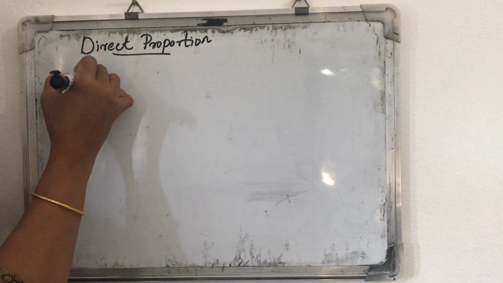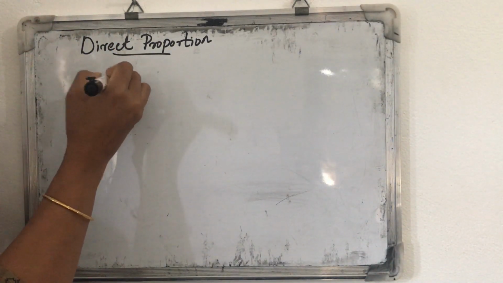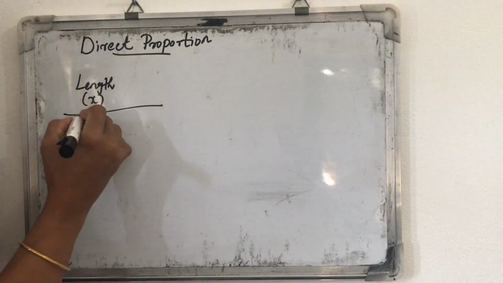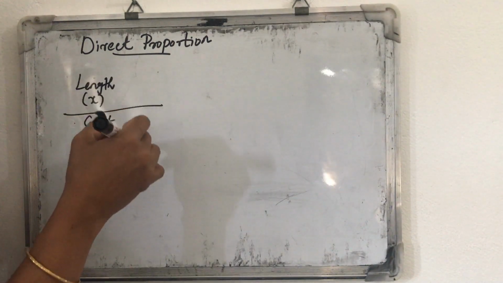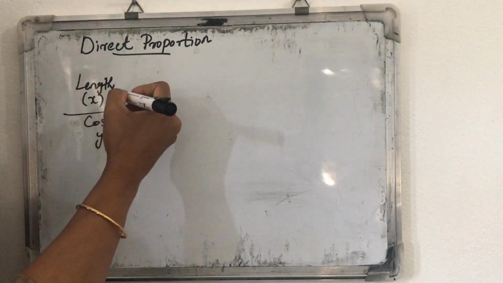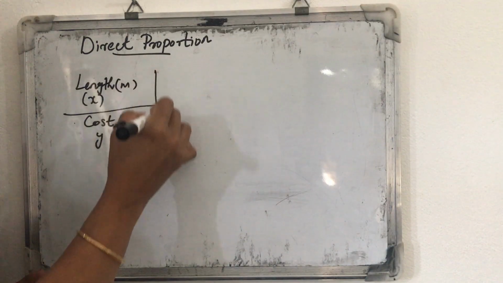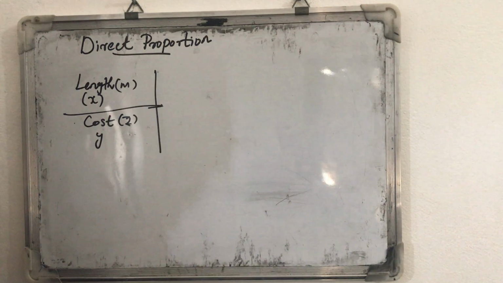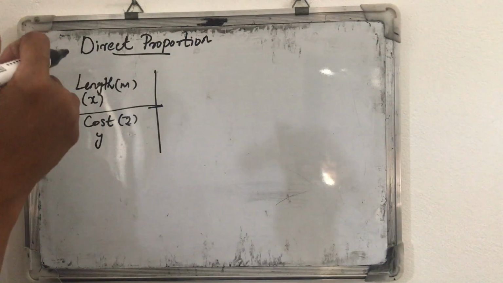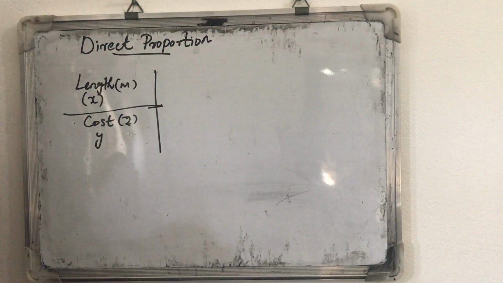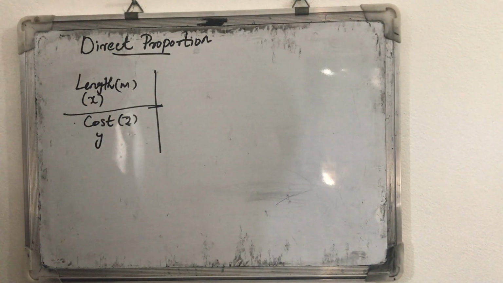If we take the length of a cloth as x, and its cost as y, where cost we represent in rupees and length in meters, then if the length of the cloth increases, its cost also will increase. That is a direct proportion. And if the length of the cloth decreases, its cost also will be decreasing. So those types of proportions are direct proportions.